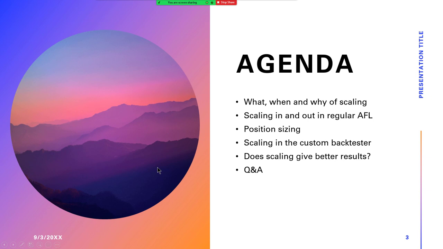What we'll look at this evening is the what, when, and why of scaling. So what is it? When would we do it, and why would we do it? We'll look at some practical examples in Amibroker's AFL, looking at both scaling in and scaling out using what I would call the regular AFL code, where you design your strategy rules. We'll look at how we position size the various scales, both in and out. And we'll look at how we do it in the custom backtester, and why we would even bother doing it there as well.